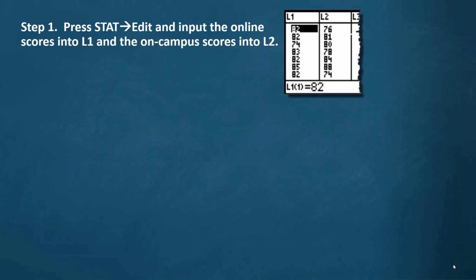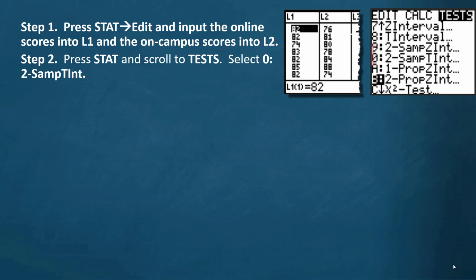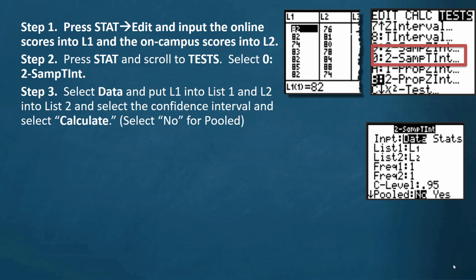Let's take a look. So on the TI-83/84, we're going to go into L1 and L2 and populate both those fields. Run a two-sample T interval. Choose L1 and L2 for the lists at 95%, again, unpooled.